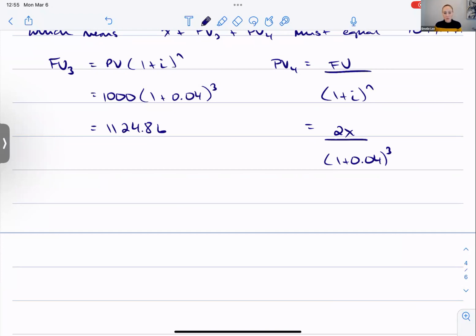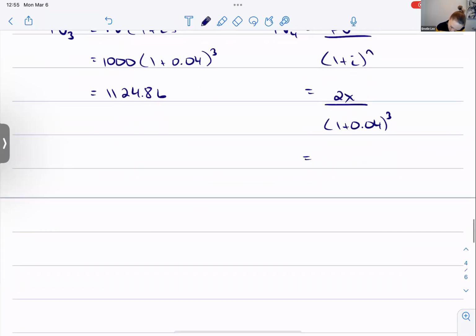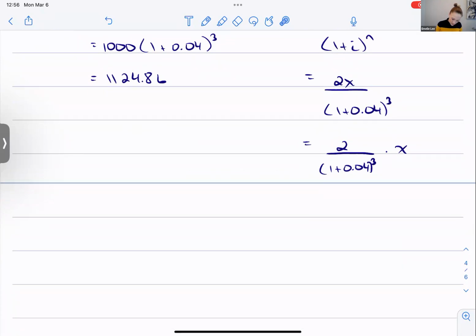I can rewrite this, right? 2x. I can pull this x outside and still multiply it, right? And so what does this turn into? This becomes 2 divided by 1 plus 0.04 to the power of 3 times x, right? That's the same thing. So what do I need to do? I need to find this value, this coefficient of x, which is 1.77993 times x.